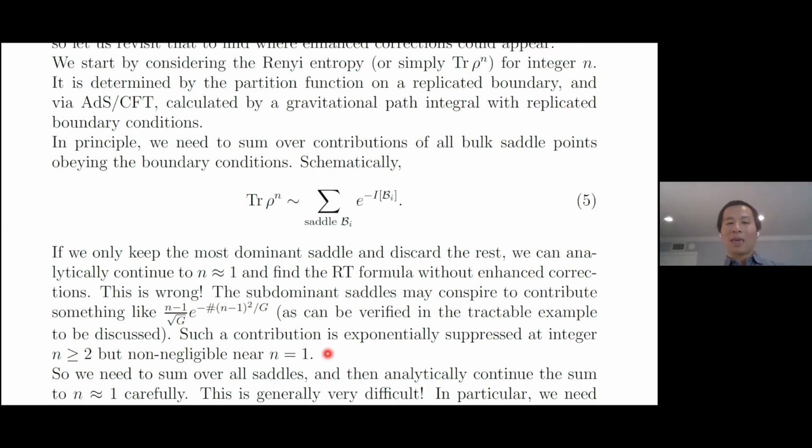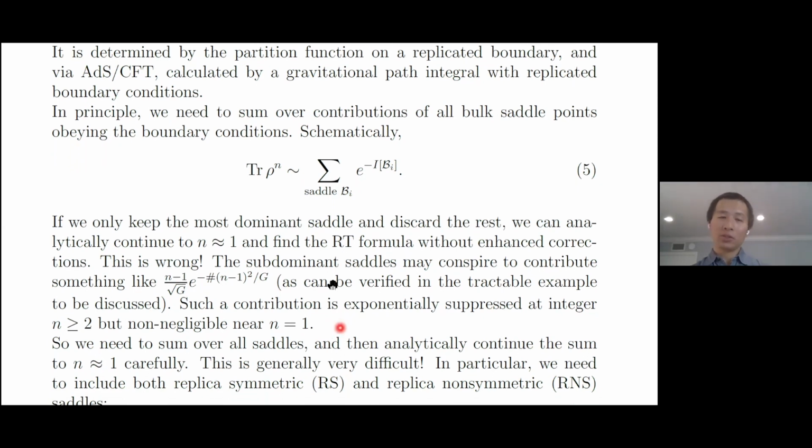But when you analytically continue to n equals 1, this term is no longer suppressed, and it makes a non-negligible contribution to the von Neumann entropy. And in fact, with the prefactor that I have here, it will make a contribution at order 1 over the square root of g. So this is the kind of thing that we have to look out for. And it turns out that in the tractable examples that we will discuss, this can be verified. The subdominant saddle points indeed contribute something like this to make the enhanced corrections appear.